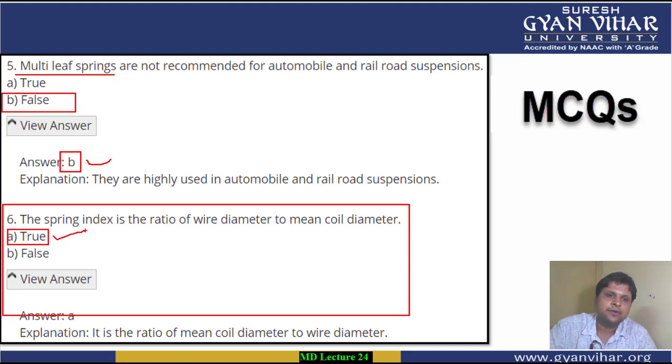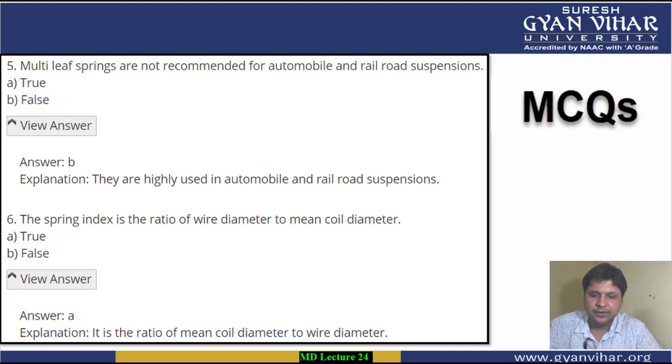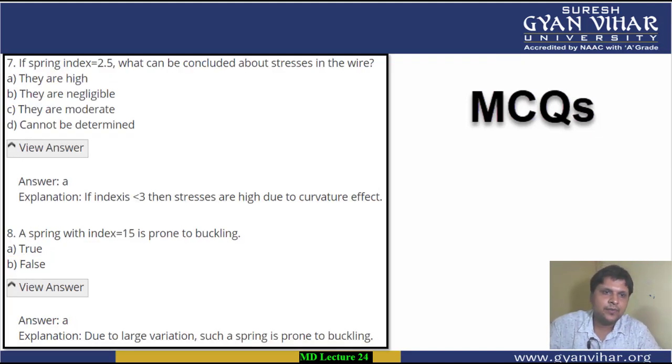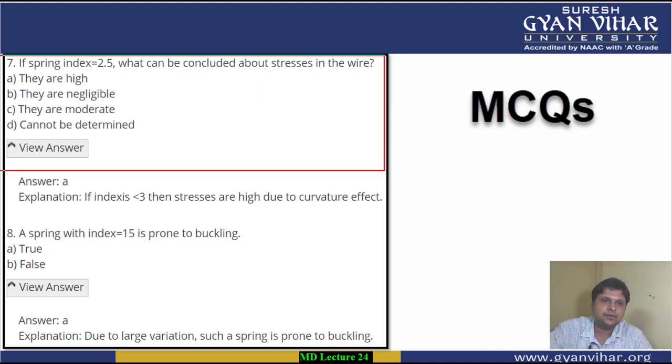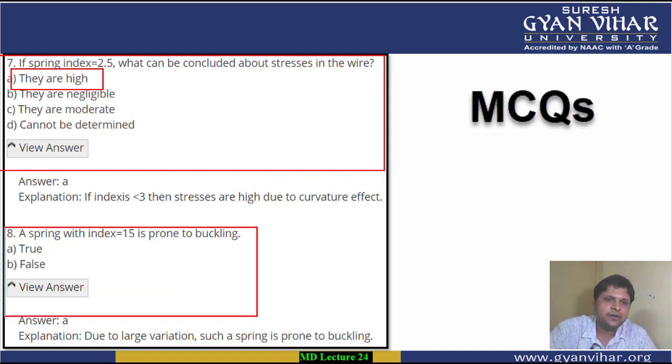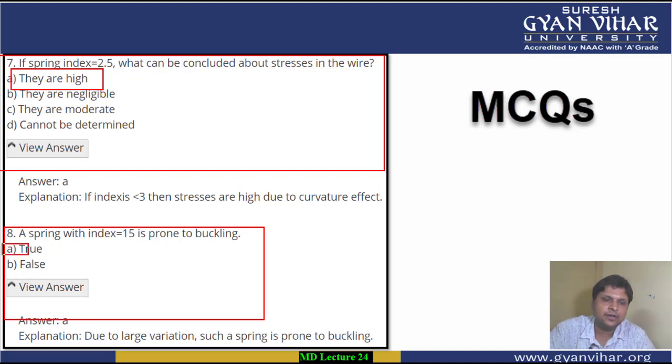This is correct, as we have already seen in the discussion. Spring index is basically the ratio of wire diameter to the coil diameter. Coming to MCQ number 7, if the spring index is 2.5, what can be concluded about stresses in the wire? We all know spring index is less than 3. This means that there are high stresses in the wire. Then question number 8, a spring index of 15 is prone to buckling. Is it correct? Yes, because here the spring index is greater than 12, and whenever the spring index is greater than 12, such wires are very prone to buckling.